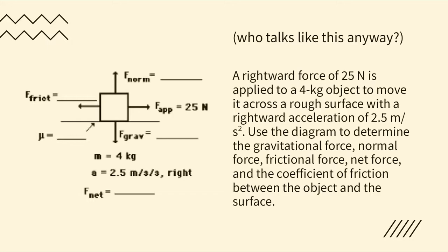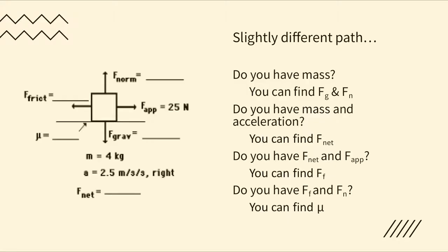So let's go ahead and break this down as well. It's similar in setup, but then you just have to go a different path. Again, there's no cookie cutter method as to how you're going to solve these. It just depends on what you have. So the first thing you look for is, do you have the mass? And if so, you can find Fg and Fn pretty easily. After that, if you have Fn, then you look to see if you have the coefficient of friction. Well, in this case, we don't.